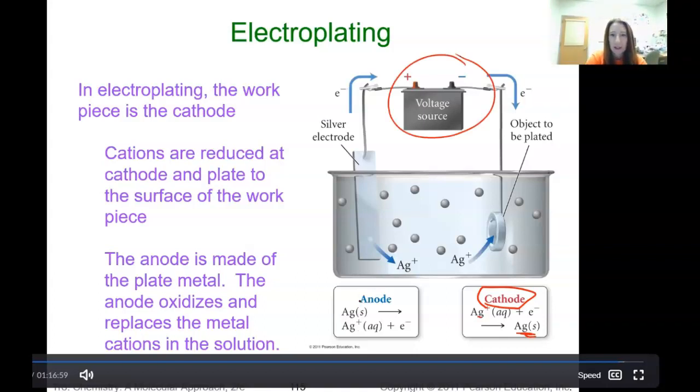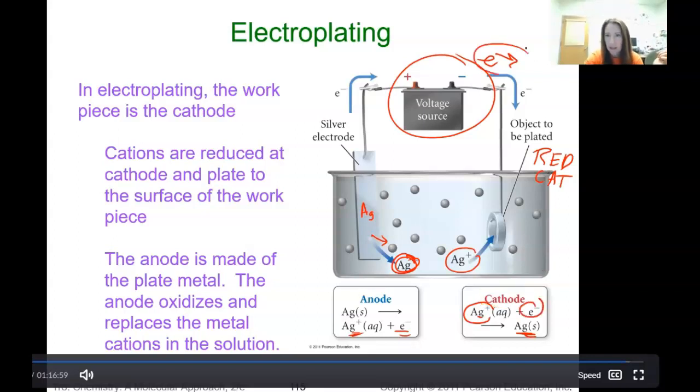In the anode over here, this one is going to be a silver electrode. And that's our Ag, and again, we're going to make more of these Ag+ ions. And this is going to be oxidized, so it's losing electrons. Here are our electrons going over to our reduction at the cathode, which is still occurring, and the anode oxidizes and replaces the metal cations in the solution. So this goes from Ag to Ag+, and then the Ag+ grabs these electrons here and creates Ag solid coating the ring.